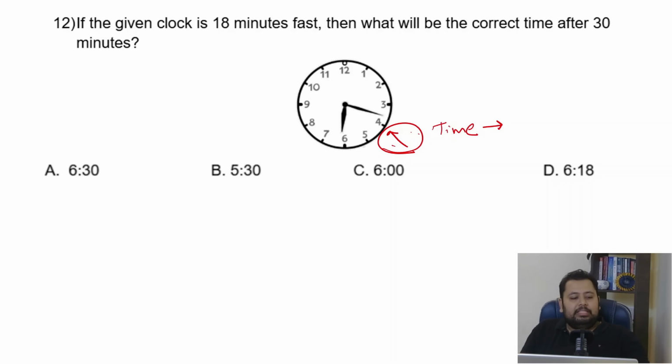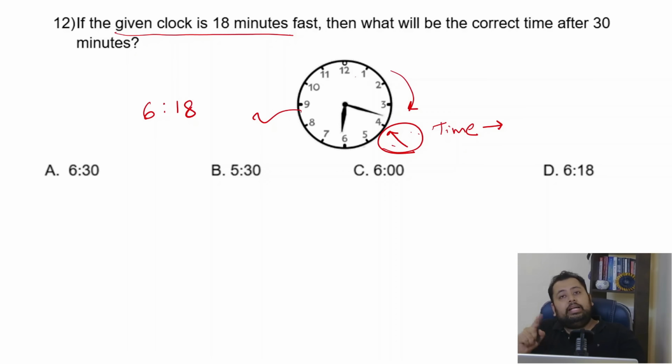Great. So what is being given? What is the time in the clock? The time that is shown in the clock is 6:18, correct? Now, if the clock is 18 minutes fast, fast means it is ahead already, right? It's ahead already. So what is the actual time? Actual time is 18 minutes less than that. So the actual time will be 6 o'clock.